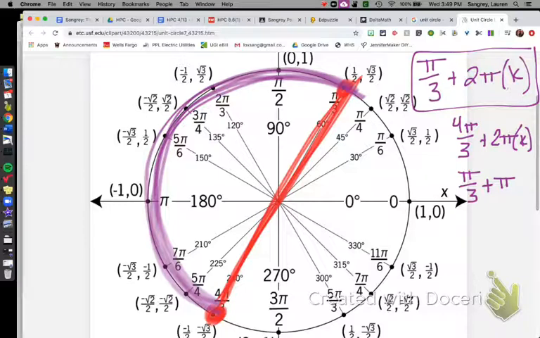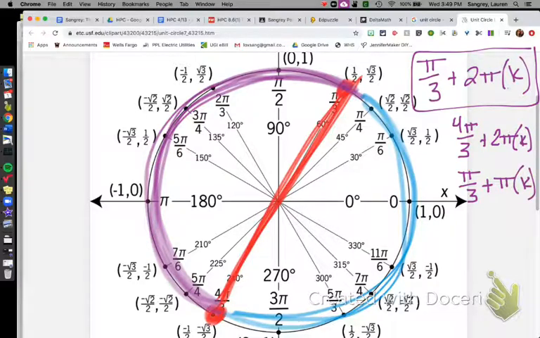And since this rotation can continue going around, if I would add pi again, then I would be going back to the position of pi over 3 on the unit circle. So that can keep going. So we'll still use k to indicate that this is any number of rotations.